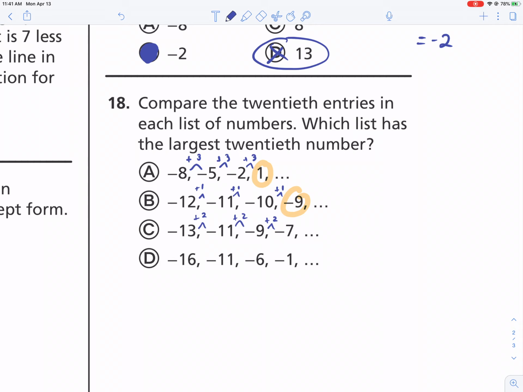And then we'll go to check our last one. If I go from negative 16 to negative 11, I'm increasing as well, and I'm going up by 5. So maybe it started at a much more negative number, but because I'm going up by 5, it's going to grow so much faster. So we're going to say that option D is going to have the largest 20th number. And that concludes Readiness Assessment Part 2.